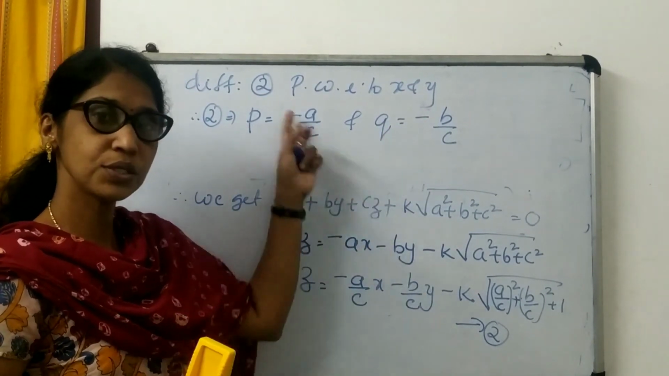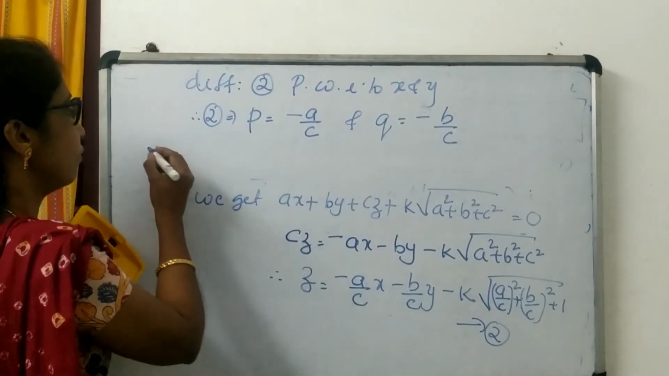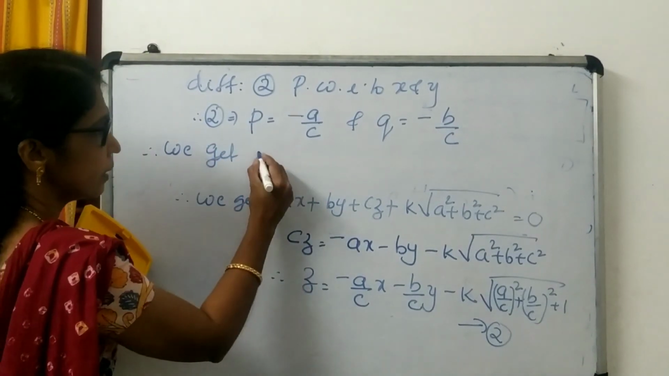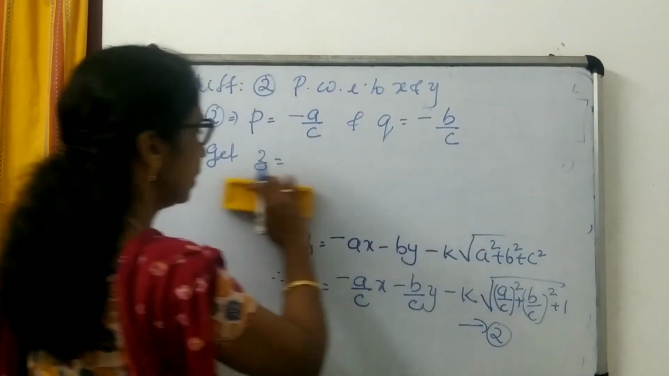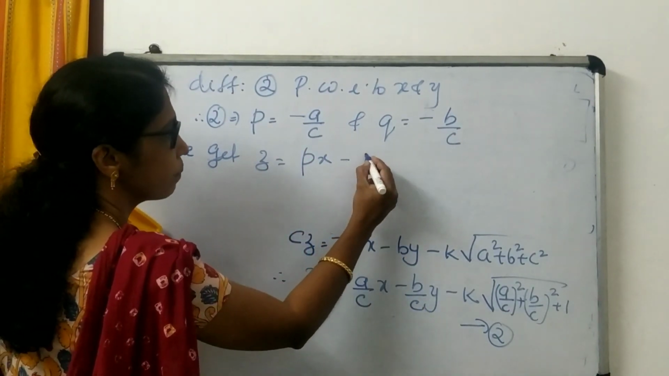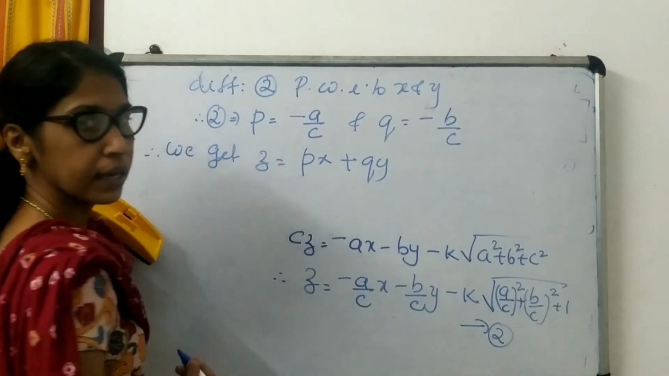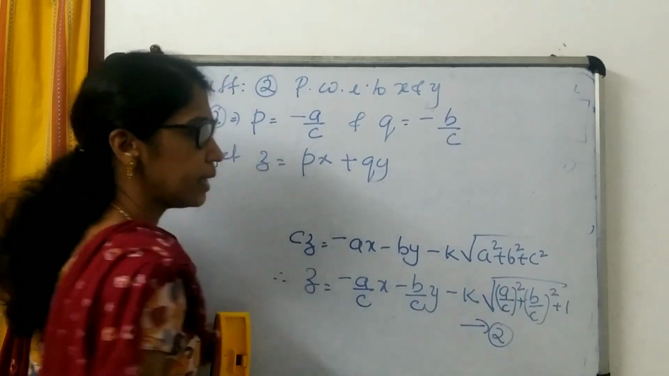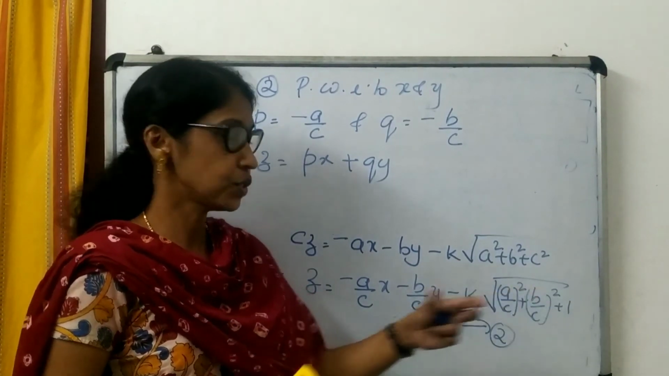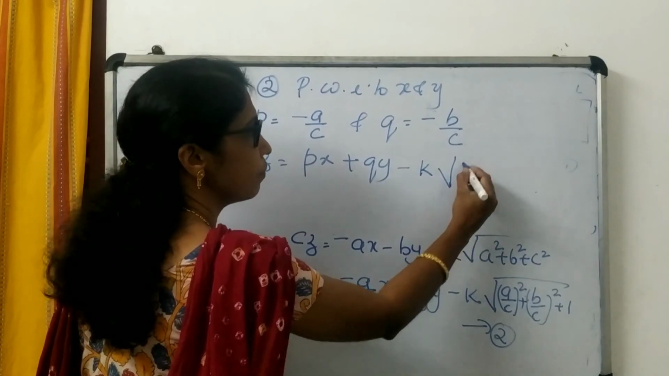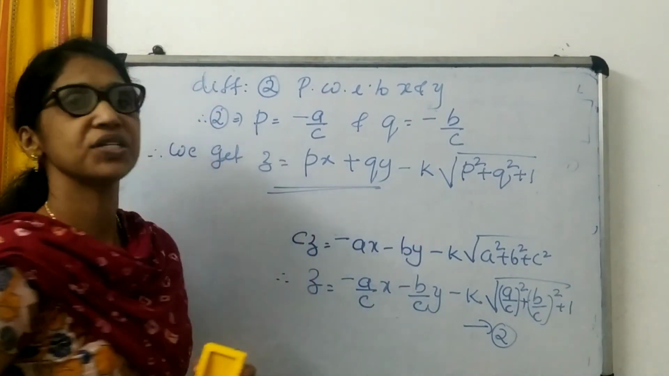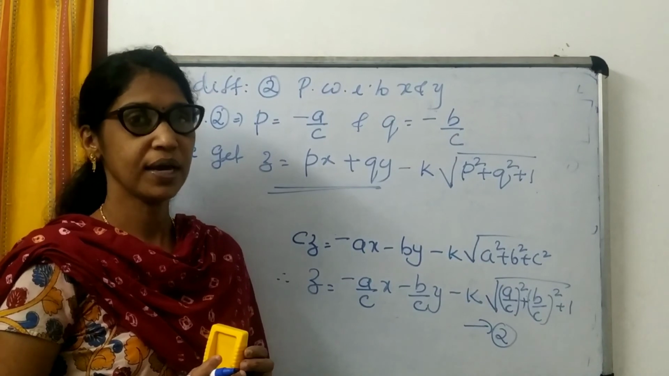So we are going to substitute these two values in equation number 2. Therefore, again we get z is equal to minus a by c, that is p, x, minus b by c, that is plus qy, minus k into root of p square plus q square plus 1. Here the minus sign vanishes because it is squared. So this is the partial differential equation. Okay, students, thank you.